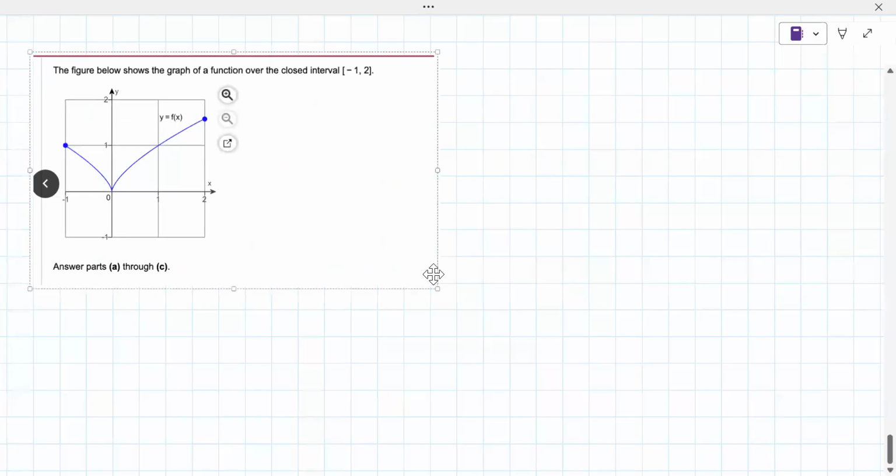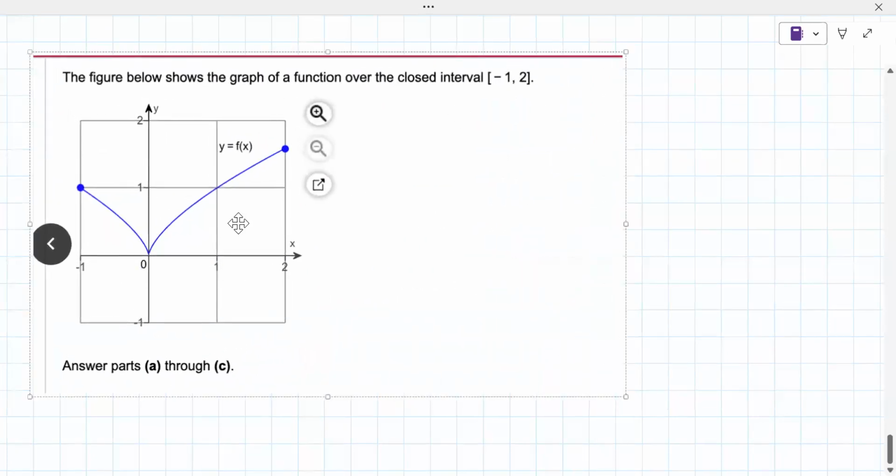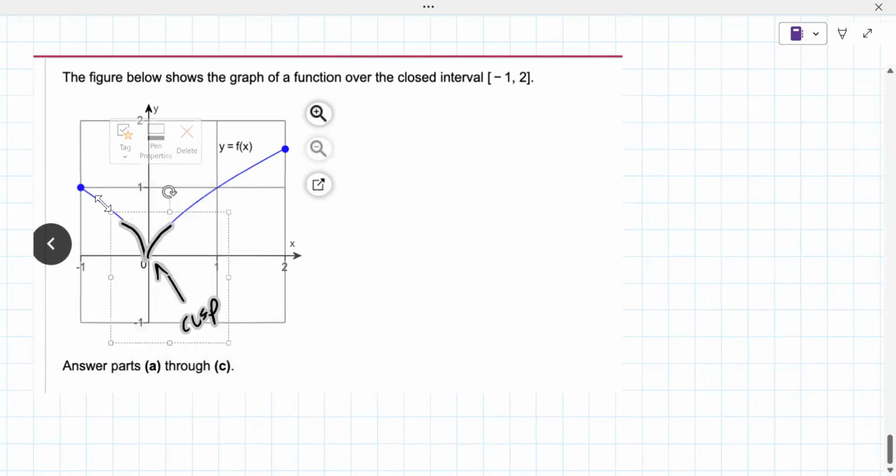All right, the figure below shows the graph of the function on the closed interval -1 to 2. So this is a cusp, not a corner. It kind of comes down more nicely. Part A. All right, so let me actually give you more explanation.